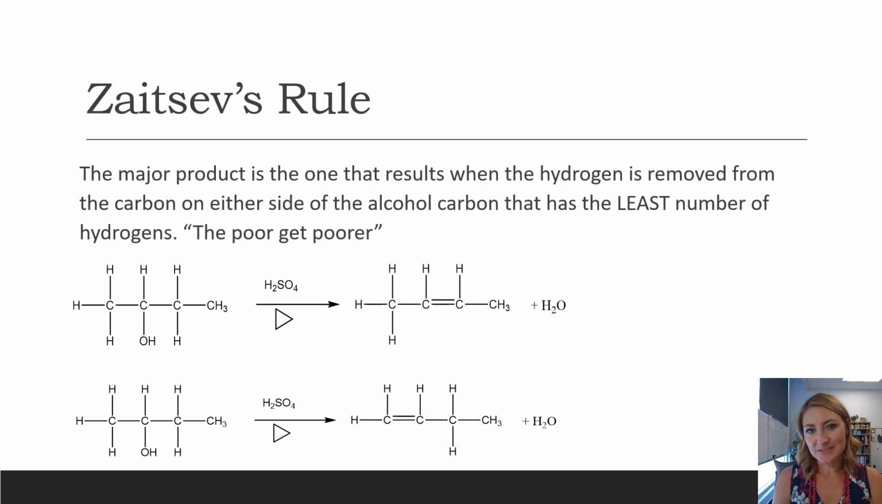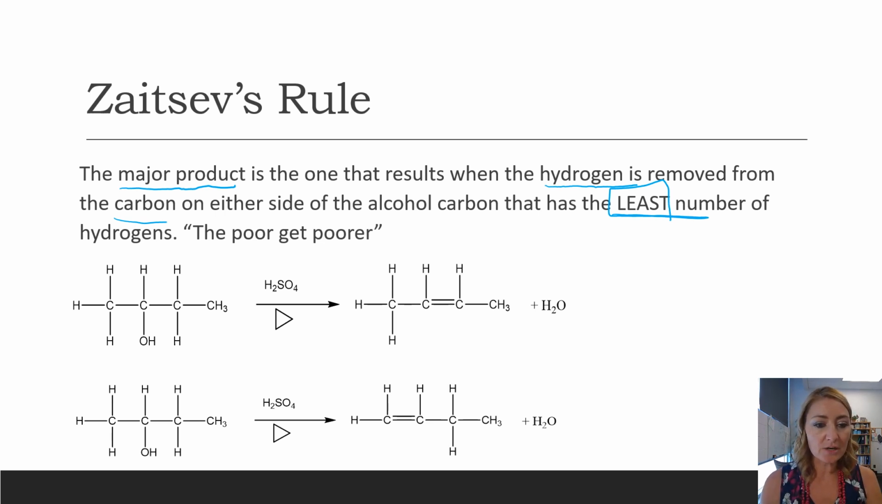All right, Zaitsev's rule is a little bit tricky, but it is very similar to Markovnikov's rule. And it tells us whether we will get a major product or a minor product as a result of a dehydration reaction. So your major product, this is the product that's produced in the greatest quantity, is going to be the one that results when you take a hydrogen from the carbon on either side of the alcohol carbon that has the least number of hydrogens. So for Markovnikov's rule, we said the rich get richer. Add the hydrogen where you have the most hydrogens already. In this case, we're going to remove a hydrogen from the side that has the least number of hydrogens.